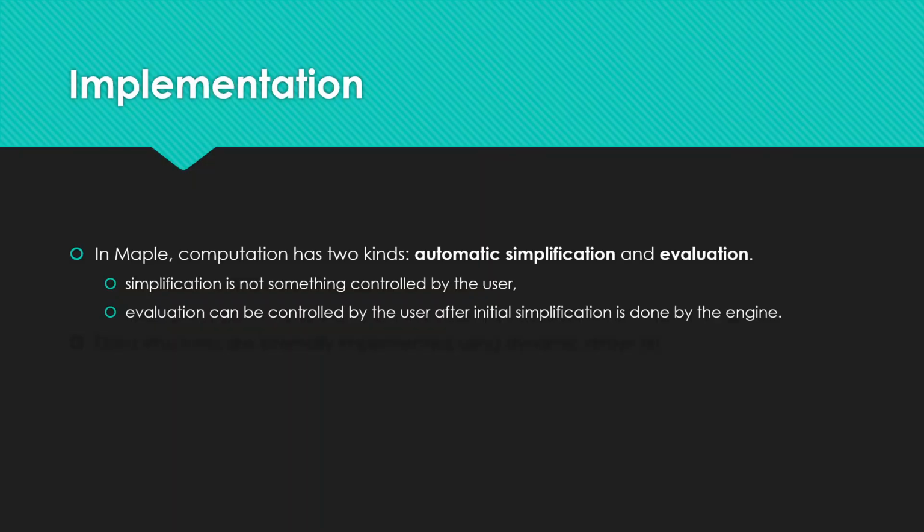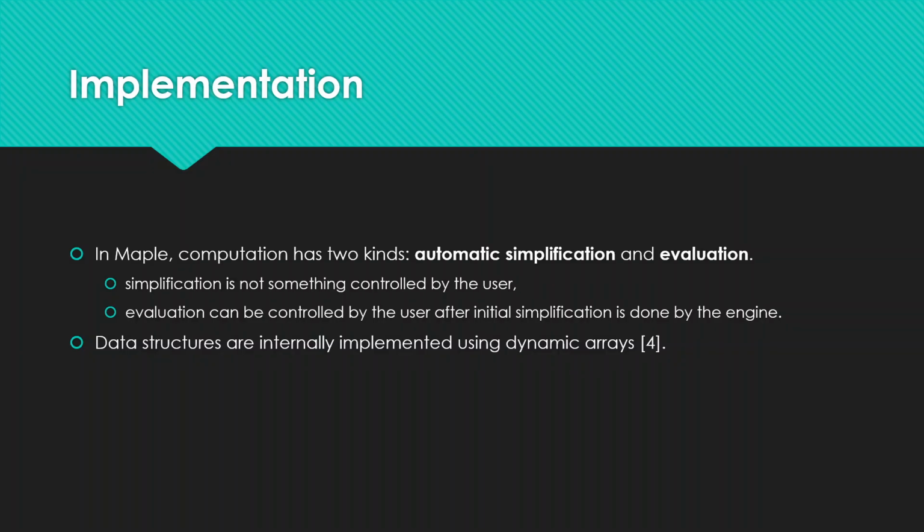In Maple, computation has two kinds: automatic simplification and evaluation. Simplification is not something controlled by the user, but evaluation can be controlled by the user after initial simplification is done by the engine. Remember that Maple simplifies expressions and procedures. That's what the simplification refers to here.